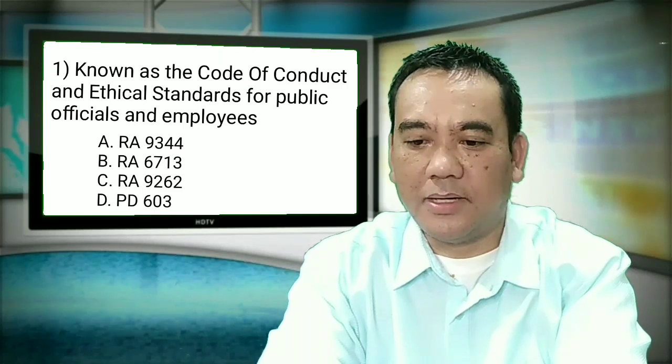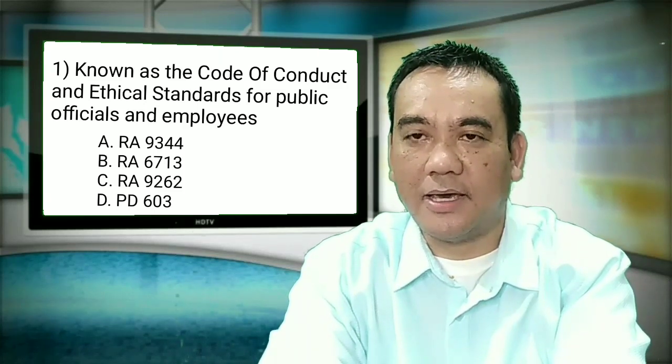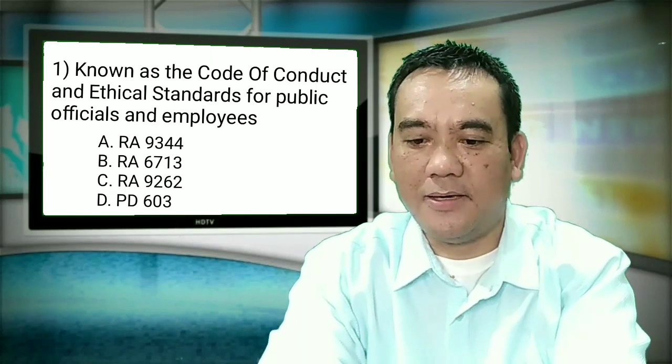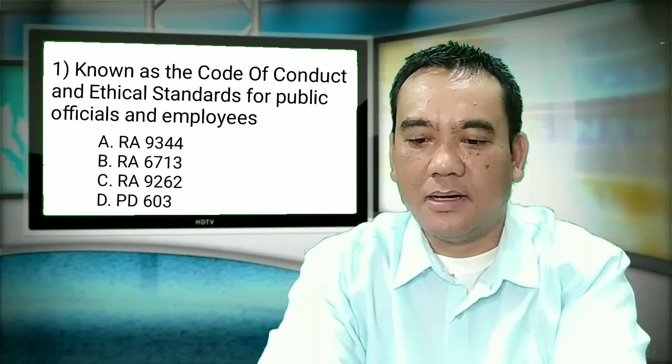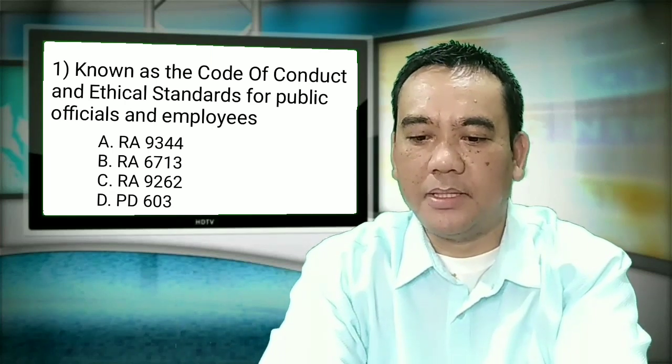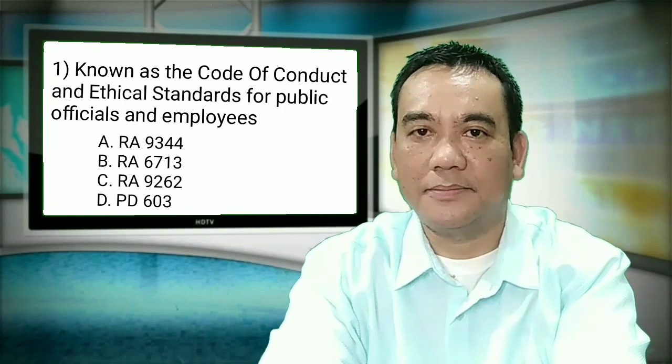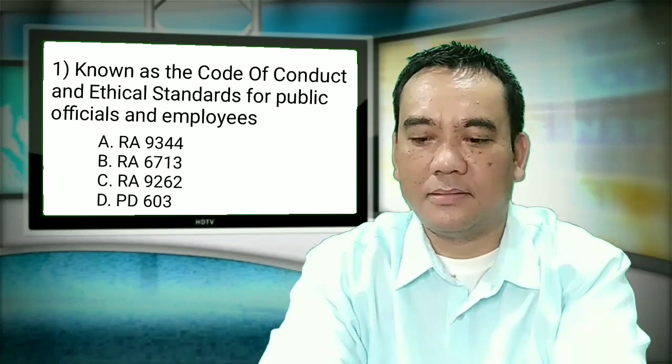Question number 1. Known as the Code of Conduct and Ethical Standards for Public Officials and Employees. A. RA 9344. B. RA 6713. C. RA 9262. Or D. PD 603.